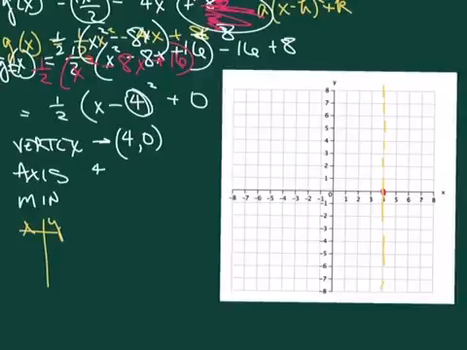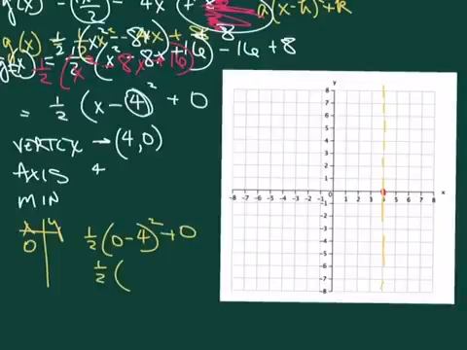So let's go ahead and use 0 for x. So that's 1/2 times 0 minus 4, the quantity squared, plus 0. 1/2 of 16. So this is going to be an 8. So that second point is going to be at 8.